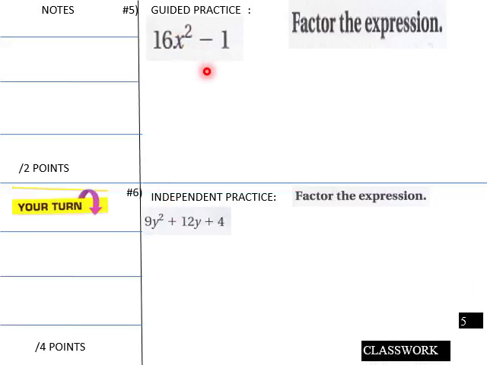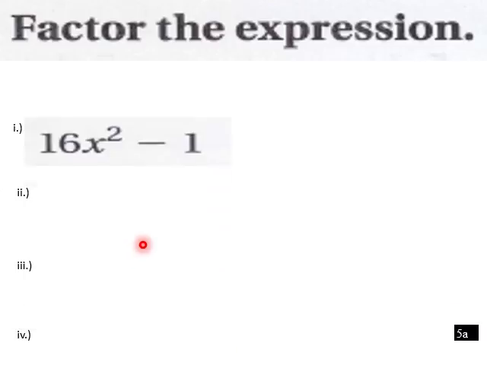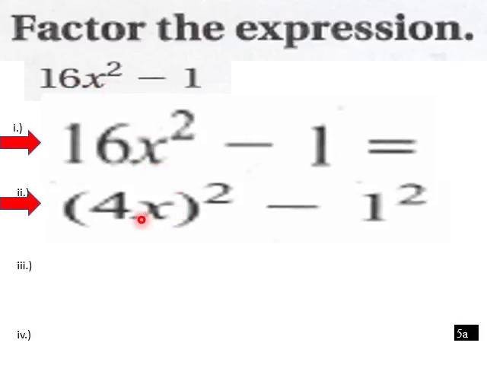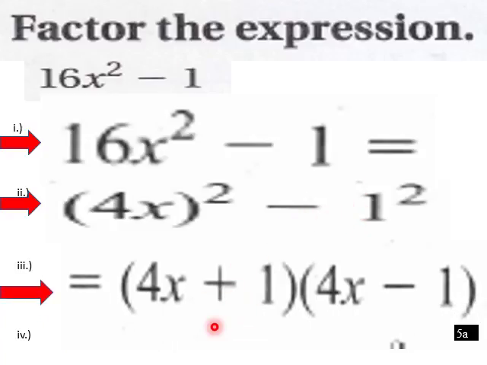Now let's factor this for our guided practice. Students, this is yours here. Pay attention to your independent practice. So in this situation here, 16x squared minus 1, the square root of this is 4x squared, and then negative 1 squared. Now 1 times 1 is 1, so it'll be the negative of 1 squared. It'd be the difference of squares, and it would become 4x plus 1, 4x minus 1, the difference of squares factoring for this expression.